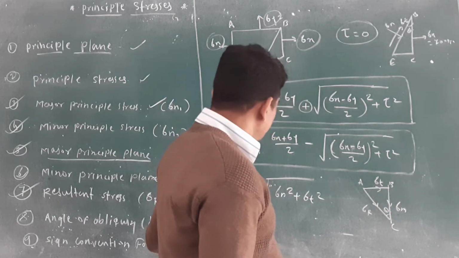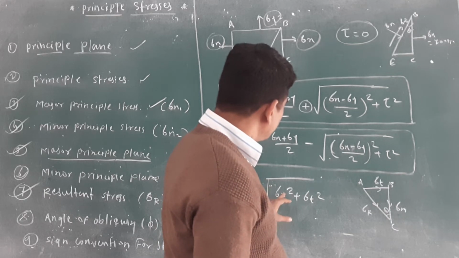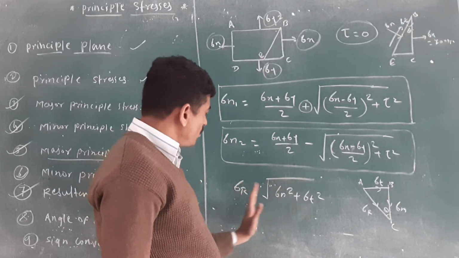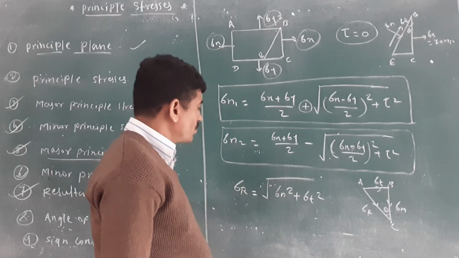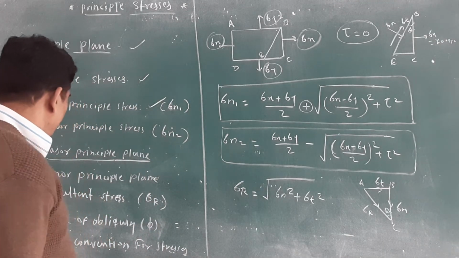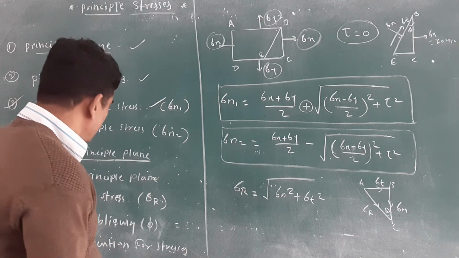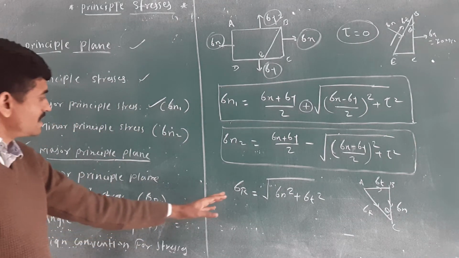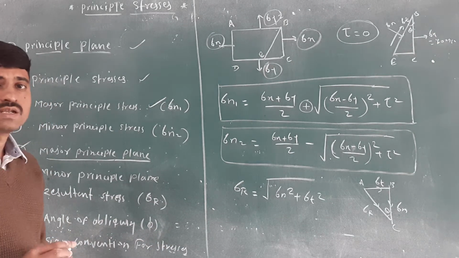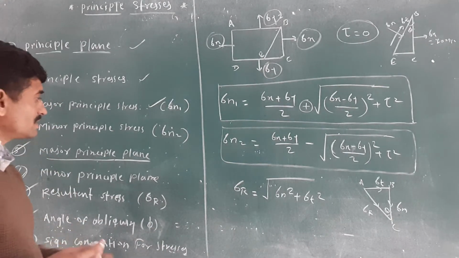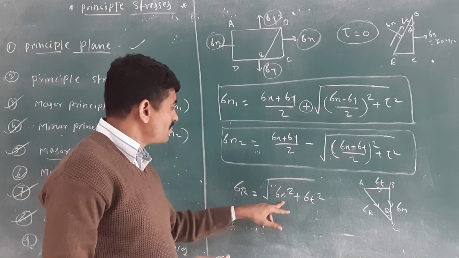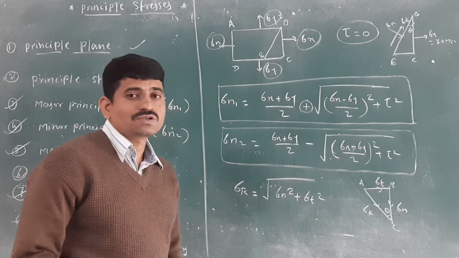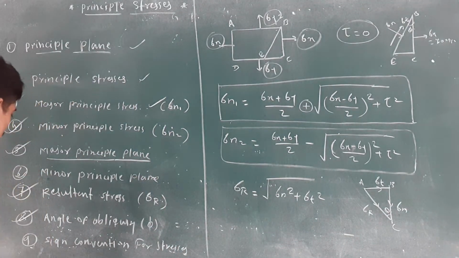How to calculate this? Sigma r square is equal to sigma n square plus sigma t square. If you take the square of both sides, then you will get the square root. Resultant stress. Then next is the angle of obliquity. The formula is the same. The resultant stress and angle of obliquity are the same for all, because sigma n, the normal stress, and sigma t are common for all three conditions.